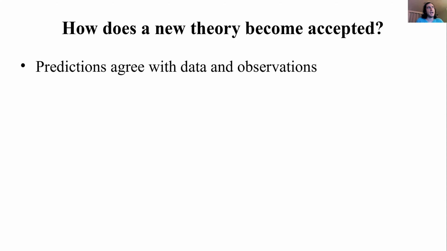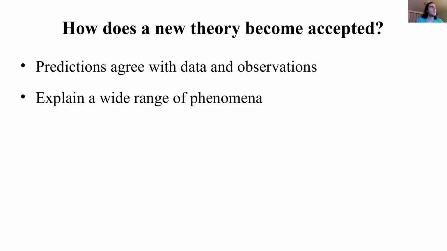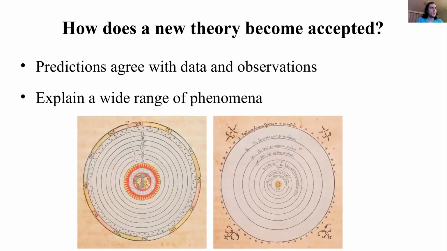So your predictions have to agree with the data and the observations, and you have to explain a wide range of phenomena. Okay, that's what a theory is. Now here we have on the left an Earth-centric model of the solar system, and I believe we have some zodiac signs sprinkled in there as well. Now that is not a theory. That is not accepted in the scientific community.